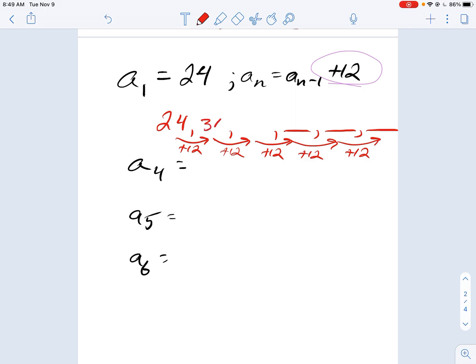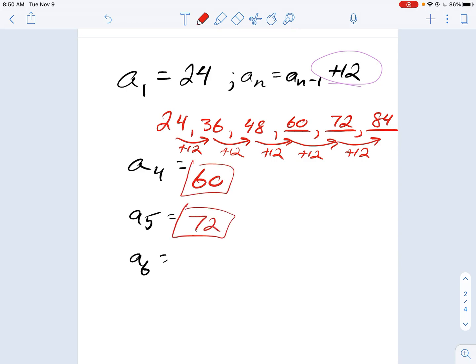So that means if I add 12 to 24, I get 36. Add 12 to that, I get 48. Add 12 to that, I get 60. Add 12 to that, I get 72. Add 12 to that, I get 84. So the 4th term was 60. The 5th term was 72. And the 6th term was 84.